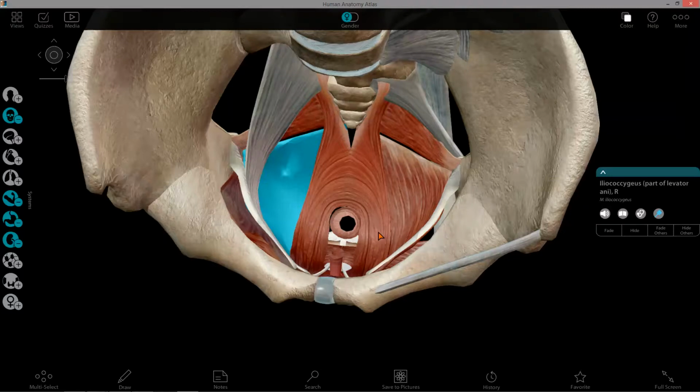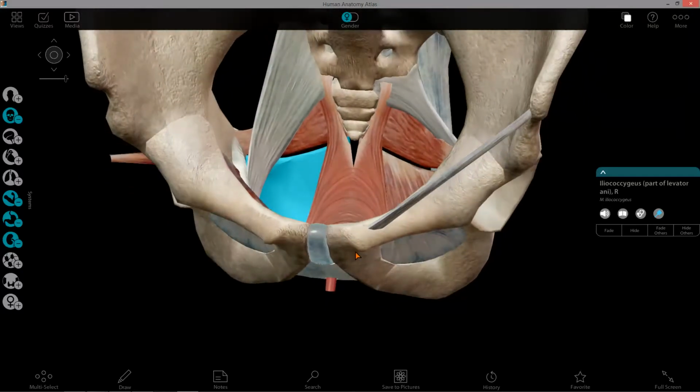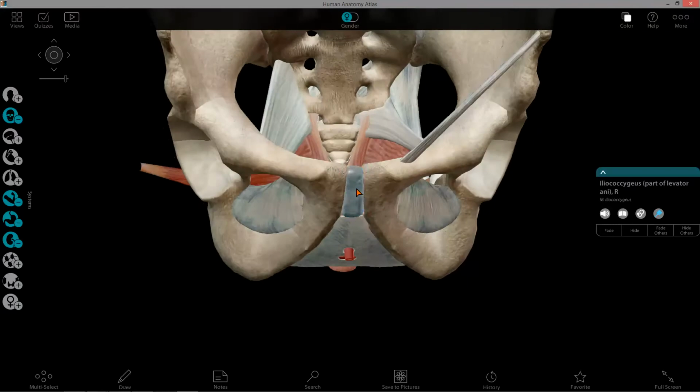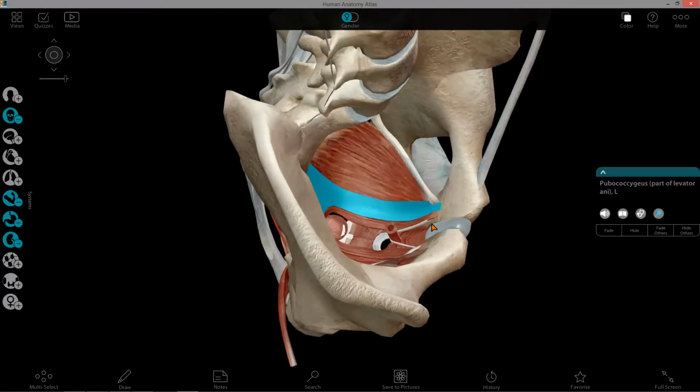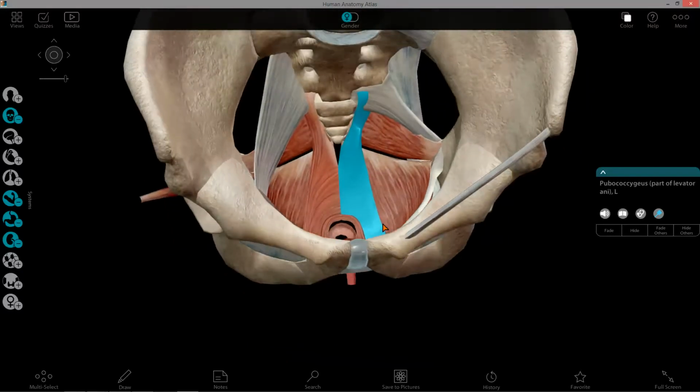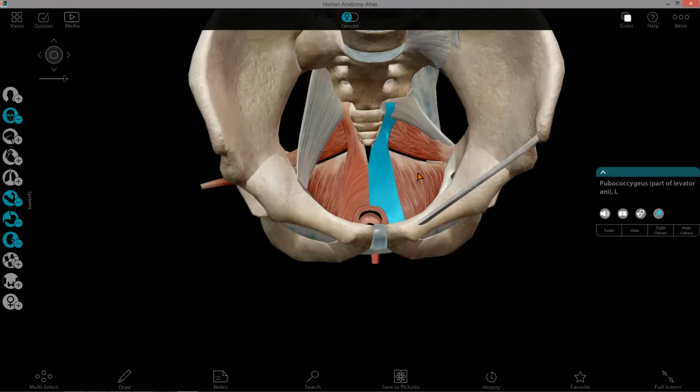Anteriorly, the pelvic diaphragm, or the levator ani muscles, attach onto the posterior or inner aspect of the superior pubic rami near the symphysis. So this is the pubic symphysis. As you can see, these right here attach onto that inner aspect. Posteriorly, it attaches onto the ischial spine, which I previously showed you already. And then there are also some other insertions onto the coccygeus, the perineal body, and the rectum.